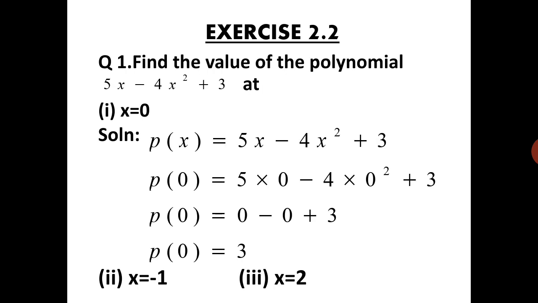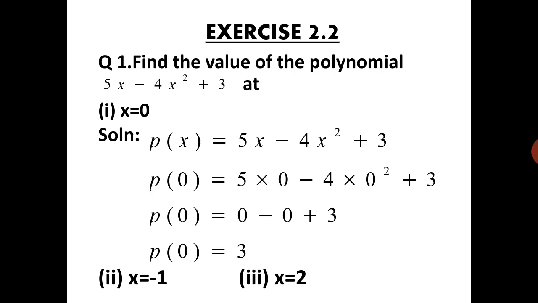Now, with this, we are moving towards the exercise, that is exercise 2.2. Question number 1. Find the value of the polynomial 5x minus 4x square plus 3 at. Now, children, 3 sub-questions are there. I have solved the very first, that is for x equal to 0. Now, we have to write p of x initially, and then for x equal to 0, that means you have to substitute x as 0.